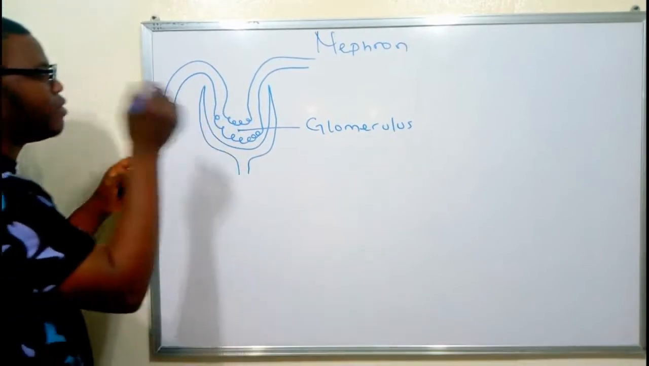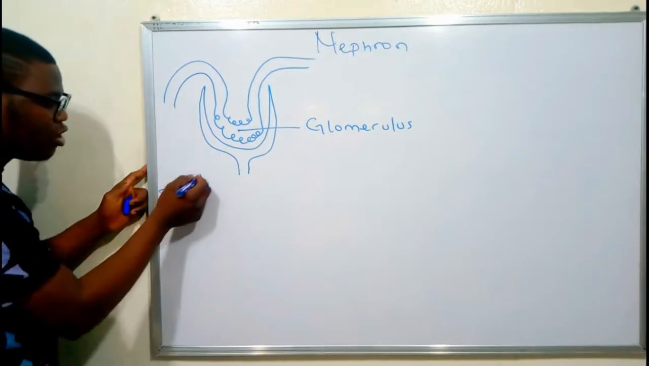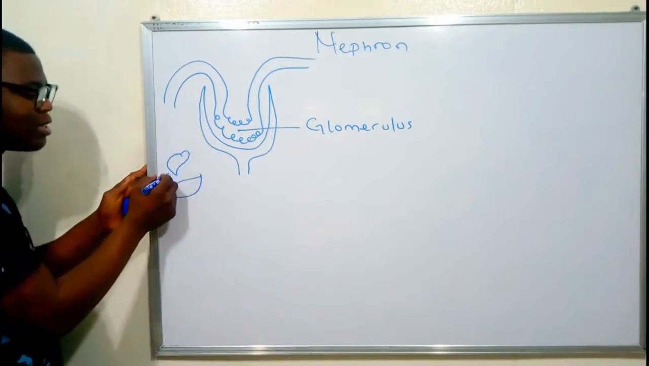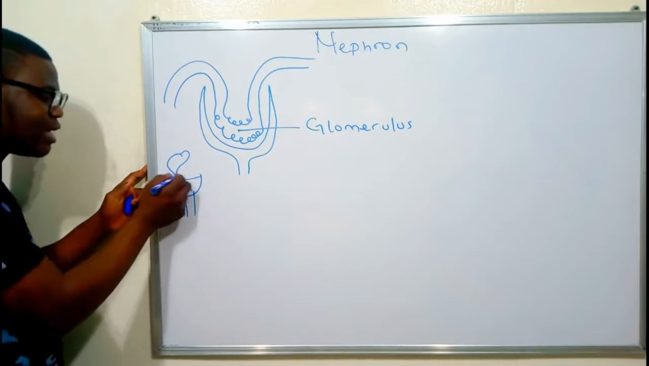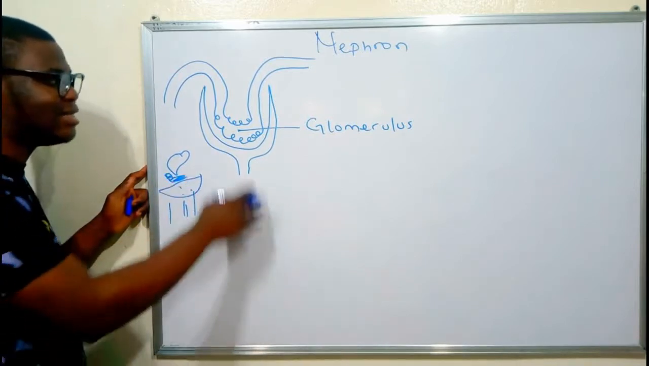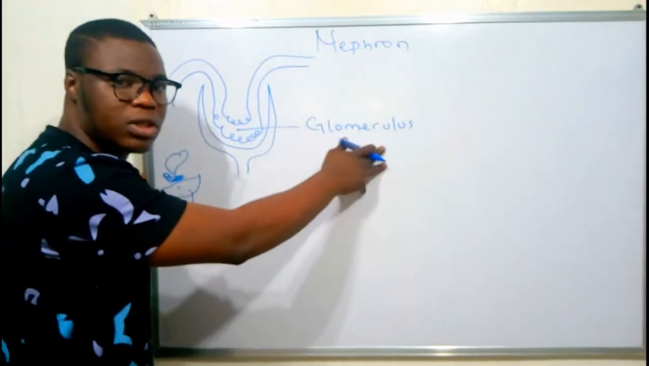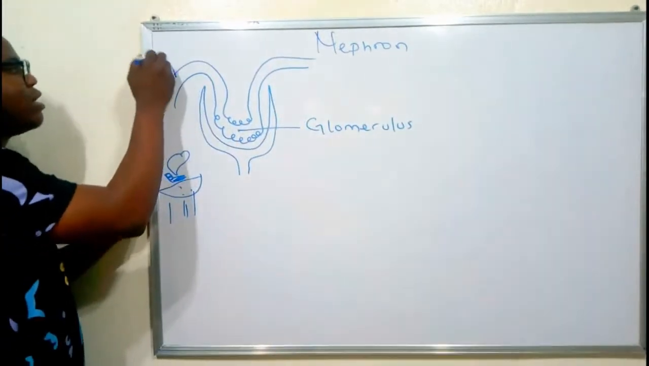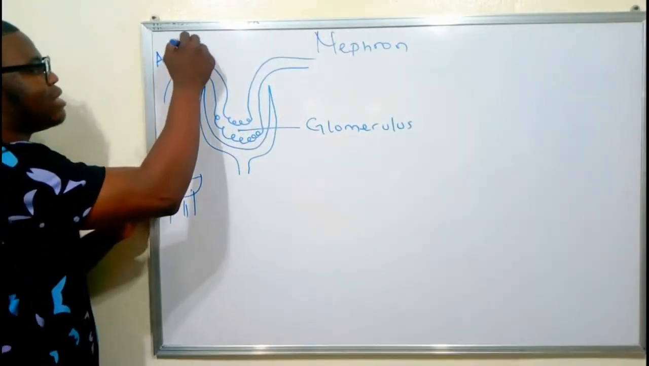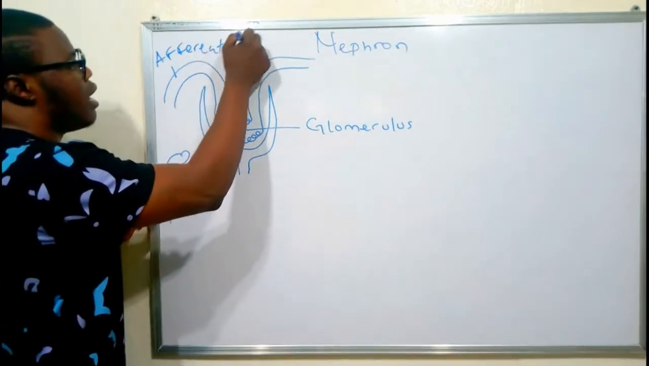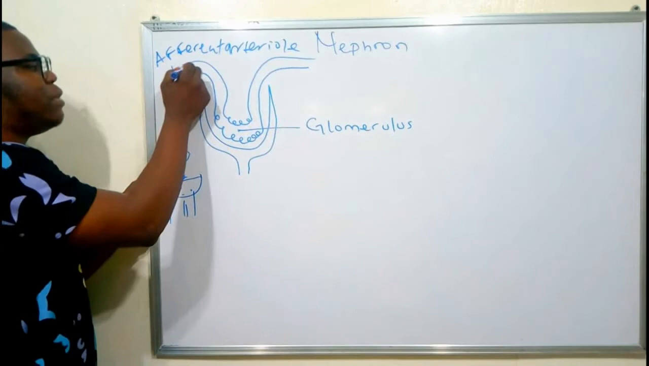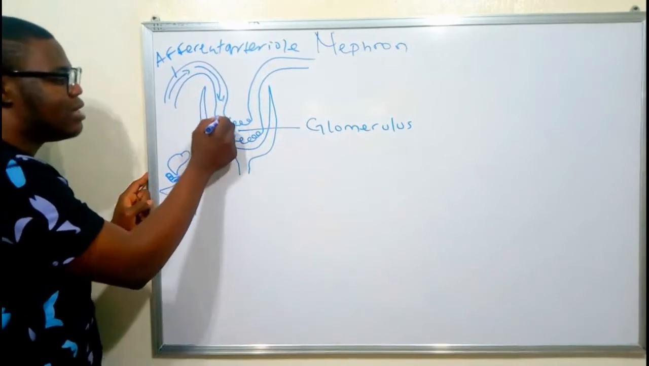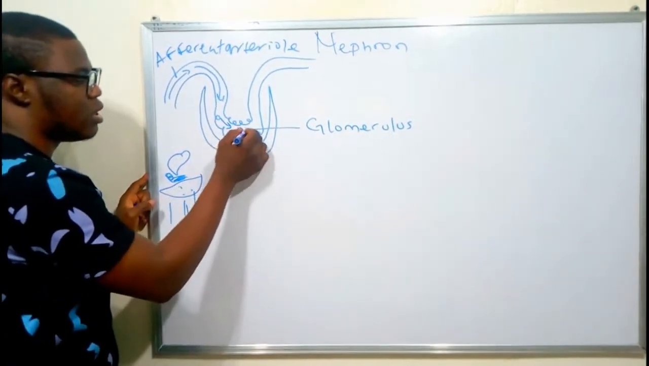For example, if you have a sieve and you pour water and sand into it, the water is going to escape downward, but the sand is going to remain on top. That is the exact way that this glomerulus functions. This structure here is called the afferent arteriole. It carries blood towards this sieve, this glomerulus.